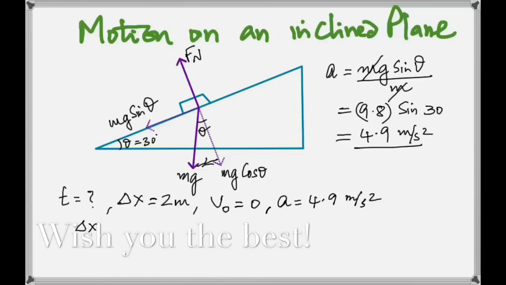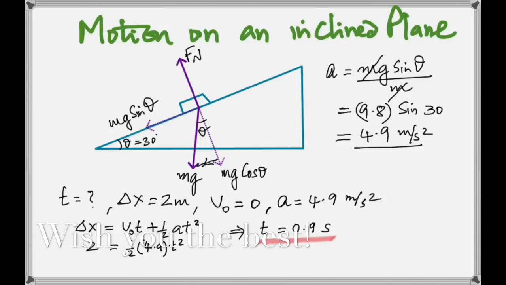Very good. Delta x is equal to v naught t plus 1/2 a t squared. So there is kinematics there. And of course the first term becomes 0. So the second term is 1/2 times 4.9 times t squared, and when you do all that, you get t as 0.9 seconds. Yeah, that sounds right. It's a small time because it's just 2 meters.